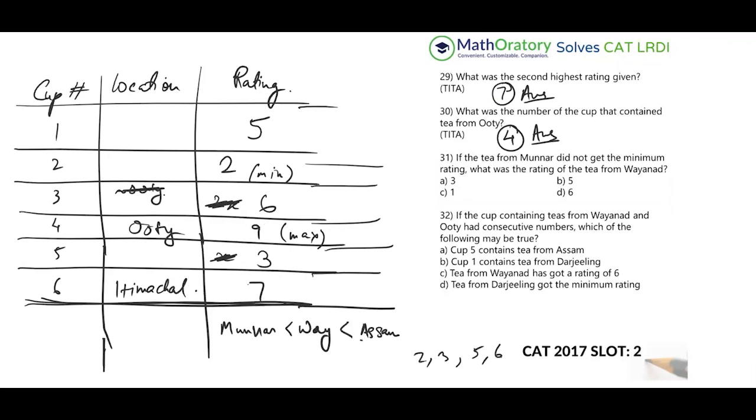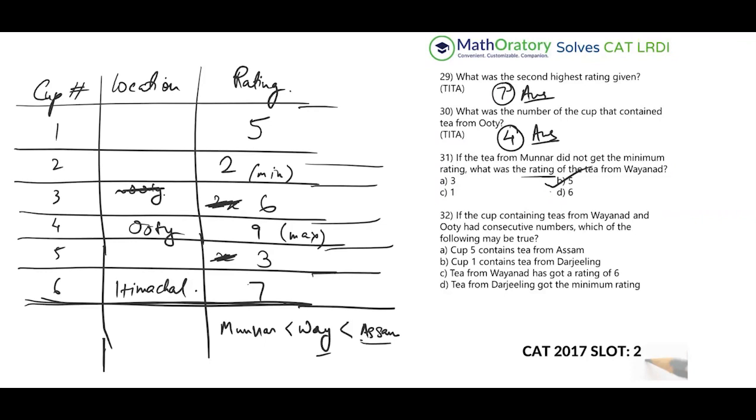Now it says that the tea from Munnar did not get the lowest one, right? Minimum rating is not from Munnar, right? So if that is there, you need to have 2 ratings above it. So Munnar has to be 3, Wayanad has to be 5, Assam has to be 6, and this goes to Darjeeling then, right? But we're not looking for that anyhow. What we are looking for is the rating of tea from Wayanad. So rating is 5. If we had asked for cup number, we could not have determined that. Anyhow, so that is for question number 31. Let's look at 32 now. I'll just take these things off because that is not the same premise, I guess.